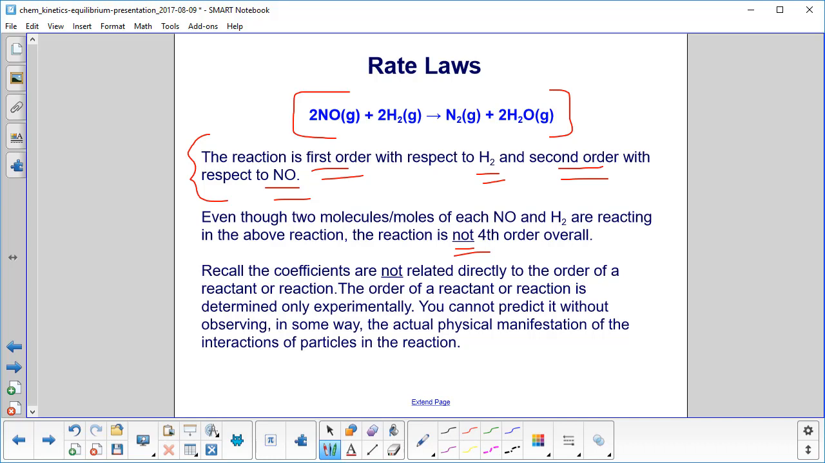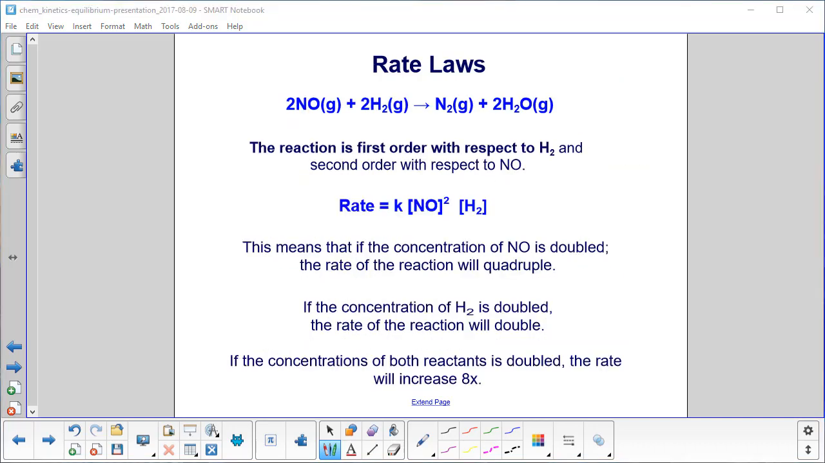So if someone gave you this equation and said, go ahead, what order is this? You'd say, sorry, can't do it. I need an experiment to tell me. You cannot predict the order without observing, in some way, the actual physical manifestation of the interactions of the particles in the reaction. The reaction is first order with respect to hydrogen and second order with respect to nitrogen monoxide. So when we're given those facts, we can certainly write the rate equation.